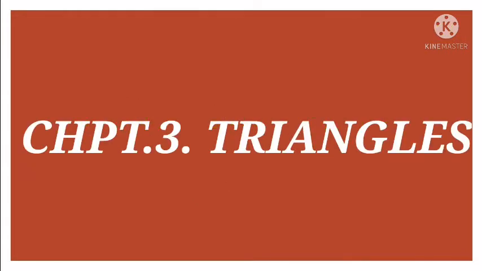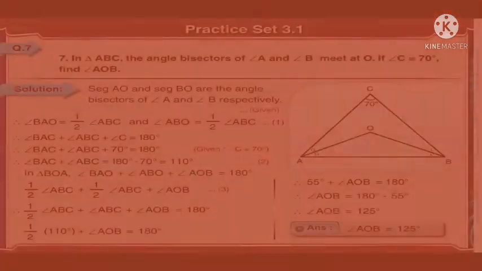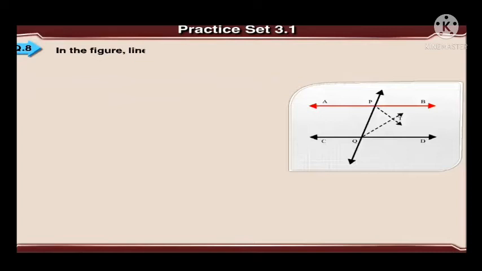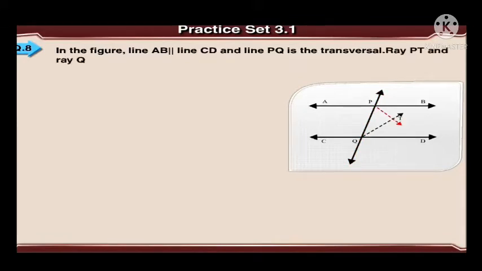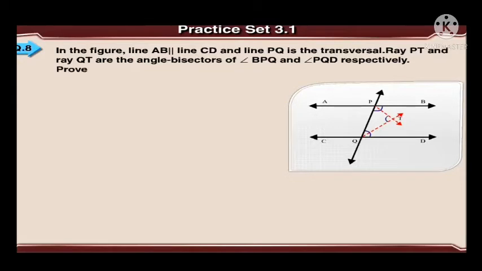Chapter number 3, Triangles. Question number 8. In the figure, line AB is parallel to line CD and line PQ is the transversal. Ray PT and ray QT are the angle bisectors of angle BPQ and angle PQD respectively. Prove that angle PTQ is equal to 90 degrees.